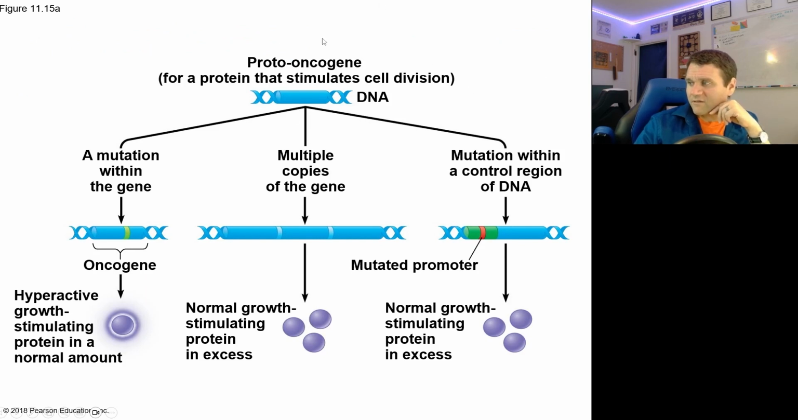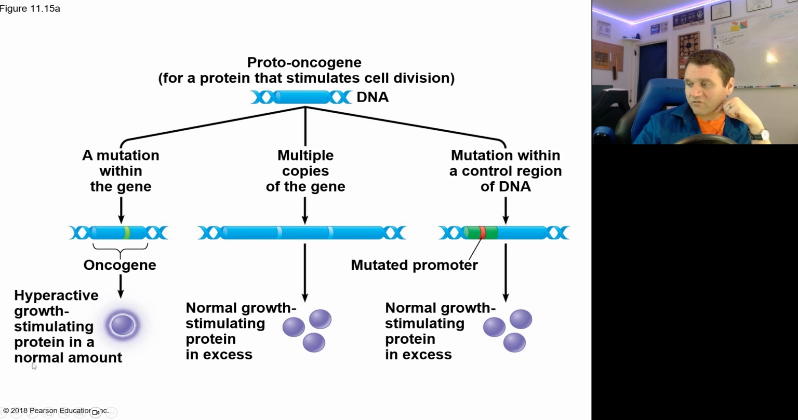Okay, so let's say that this up here is a section of DNA with a gene that helps regulate the cell cycle. That's what we call a proto-oncogene. And a proto-oncogene, again, is a working gene. It's doing what it's supposed to be doing. Its job is controlling the cell cycle. A mutation within the gene will turn it into an oncogene.